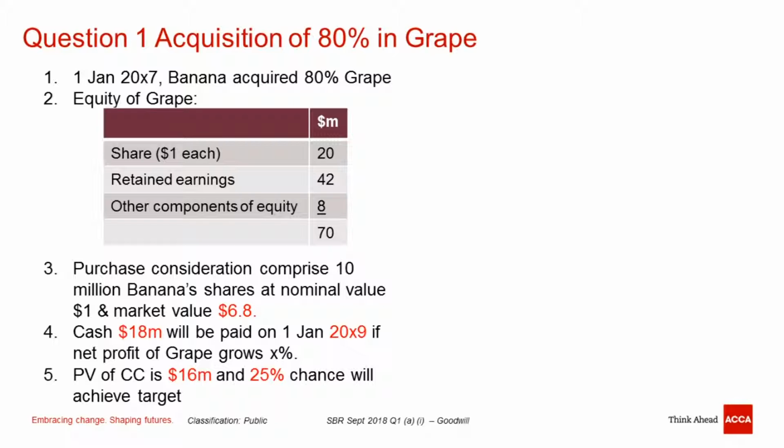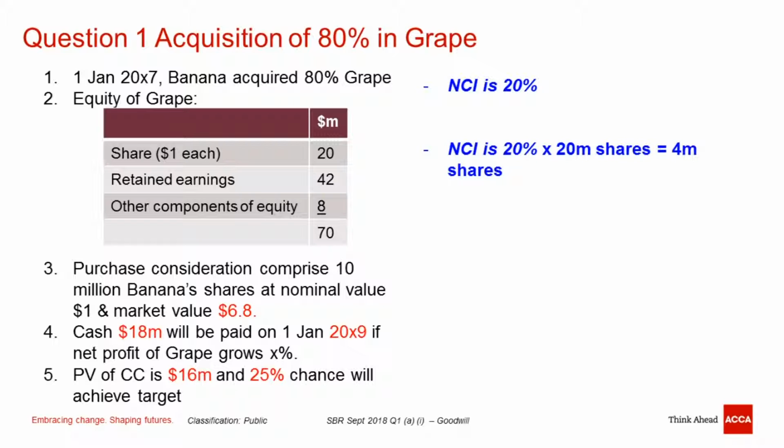Now, if Banana acquires 80% of Grape, in that case, we understand that the NCI will be 20%. So given NCI holds 20% of the share capital of Grape, how many shares is NCI holding? Since the number of shares is 20 million, the number of shares NCI is holding is 20%, which is 4 million.